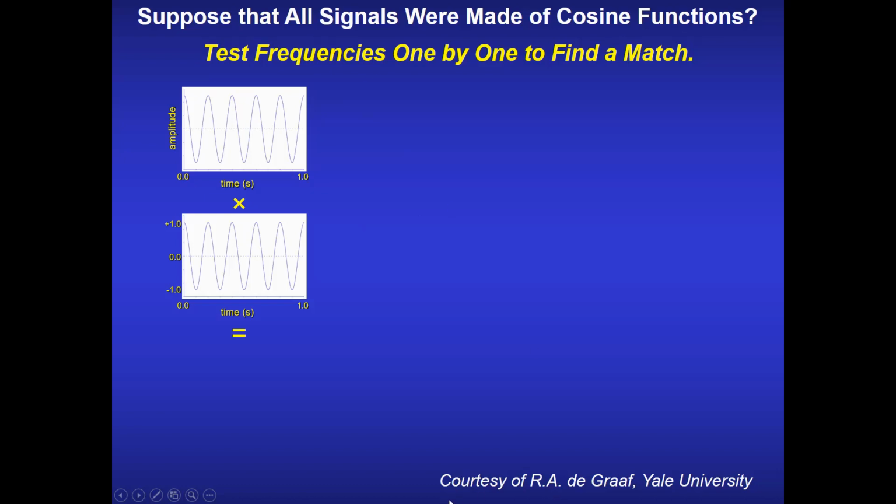I want to point out that these figures were made by Robin de Graaf. Now, first we're going to start with a cosine function. Remember, a sine and a cosine are the same thing, except one is relative to the other. It's rotated by 90 degrees. You could think of them that way. A sinusoidal wave starts at 0. A cosinusoidal wave starts at 1.